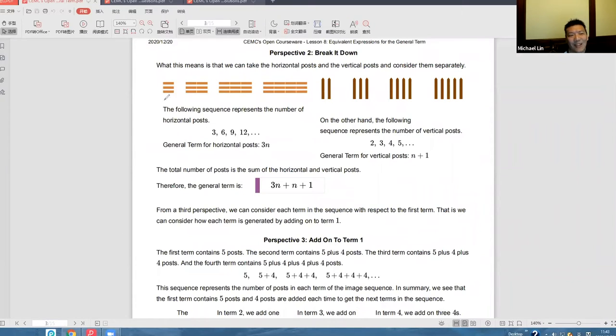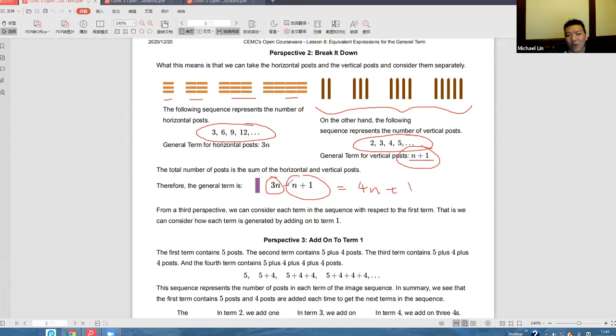And then they recognize that the horizontal post follows a pattern of 3n, and the vertical post follows a pattern of n plus 1. So 2 posts, 3 posts, 4 posts, 5 posts. So this final thing becomes 3n plus n plus 1, because n plus 1 is the number of vertical posts, right? 3n represents the horizontal post. But you'll notice that it comes out to be the exact same thing, because 3n plus n is equal to 4n, right? Hopefully all of you know how to group terms.